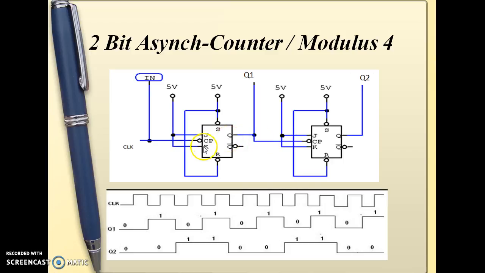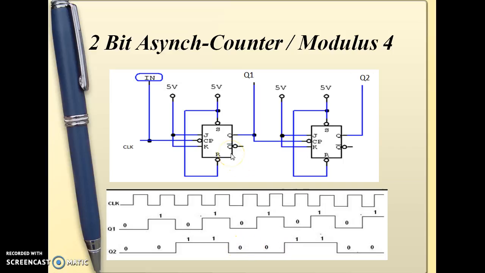Here, whenever the clock input hits a negative edge, the corresponding output will toggle. For example, Q1 will toggle when the clock input hits a negative edge. Here, the output toggles from 0 to 1. For the next negative edge, again it will toggle from 1 to 0, then 0 to 1, likewise. And this Q1 will act as the clock input for the second flip-flop. So when Q1 hits a negative edge, Q2 will toggle from 0 to 1. For the next negative edge of Q1, it will again toggle from 1 to 0, and likewise.